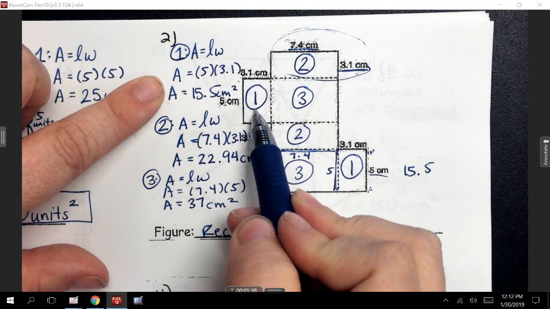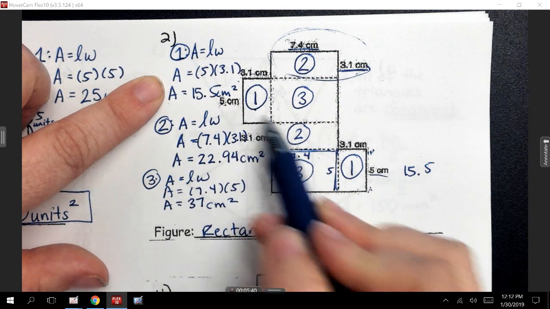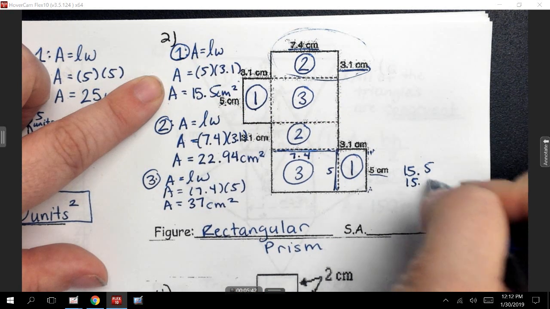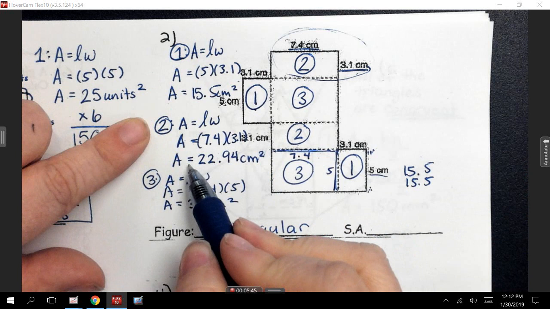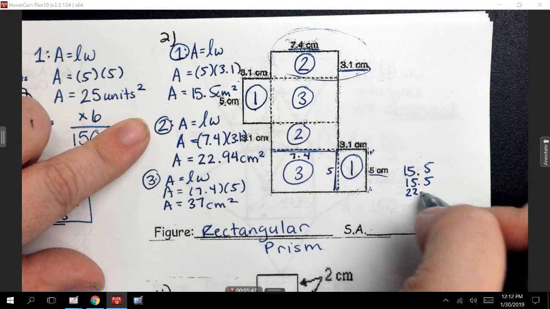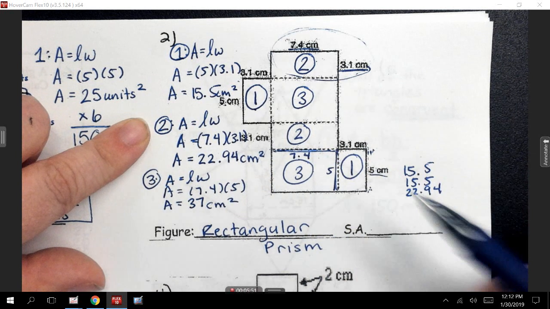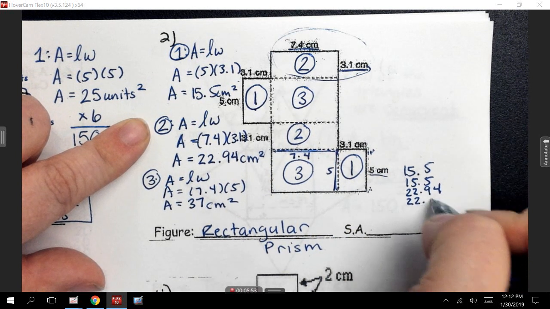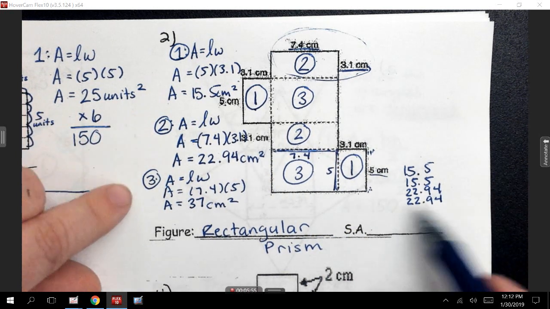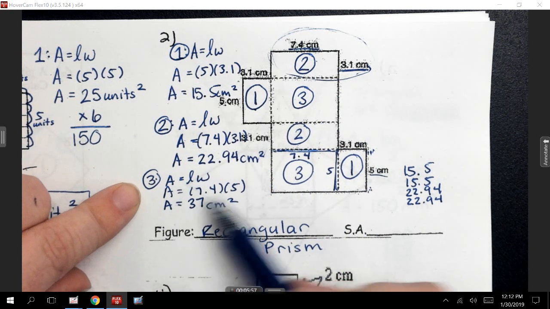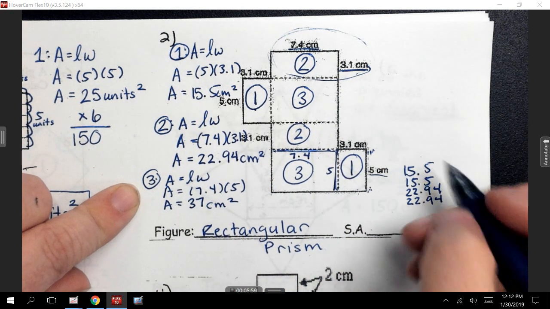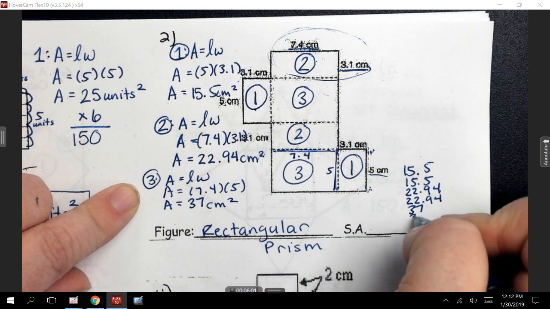Now there wasn't just one number 1, there were 2 of them. So I'm going to write 15.5 twice. Then I have shape 2, which is 22.94. Again, I don't just have it once, I have it twice, so I'm going to write that one twice. I'm sorry, I'm writing a little small because I didn't give myself enough room. And then shape 3, I have it 2 times on here, so I'm going to write 37 twice.